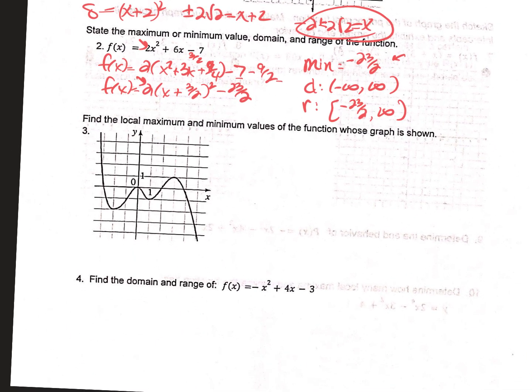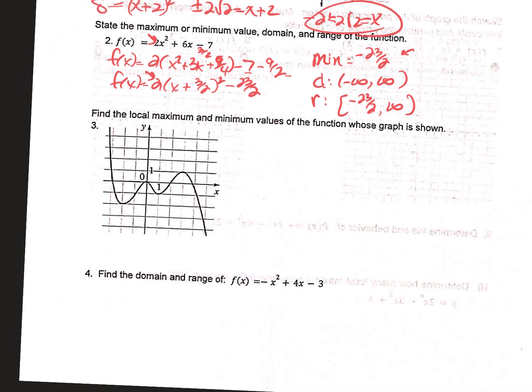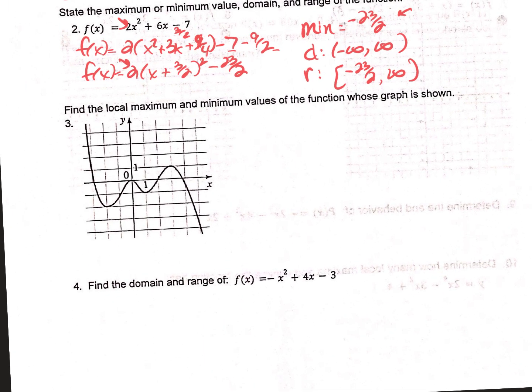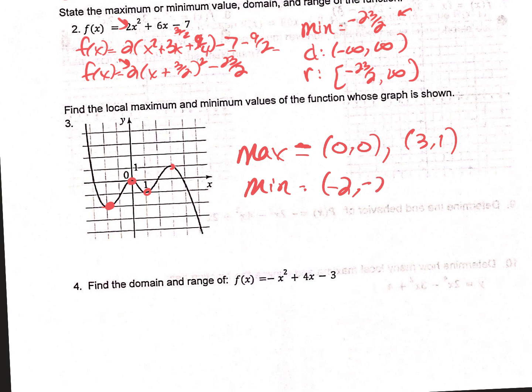Number 3, find the local max and min. So they just want the coordinates of the points where the maxes occur and where the mins occur. Let's do the max first. There's a max right there, there's a max right there. So one of them is at 0, 0. The other max is at 3, 1. And then the mins. There's a local min there and a local min there. One of them is at negative 2, negative 2. The other one is at 1, negative 1.